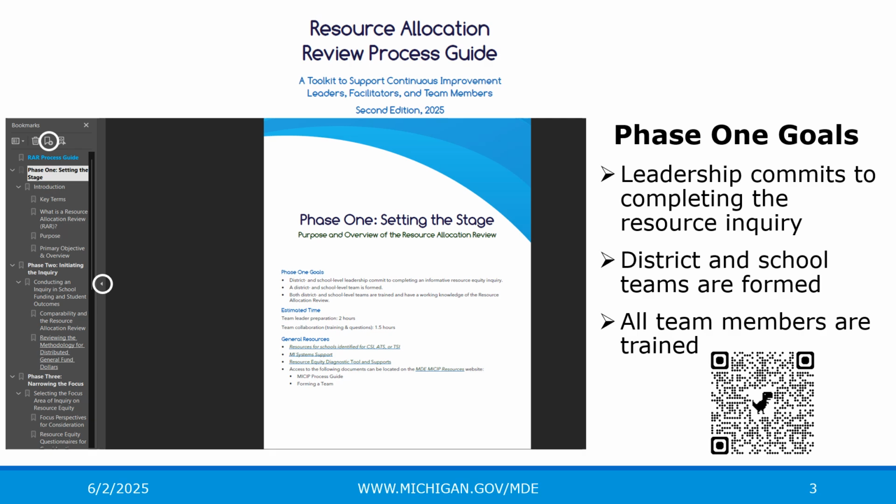The 3 goals of Phase 1 include the leadership's commitment to this work, the formation of a team or teams, and training all team members. The time estimates are separate for facilitator or leader time, and the approximate time it will take for the team to collaborate. Phase 1 estimates leader preparation time at 2 to 4 hours, and team collaboration or learning time at 1 to 2 hours.